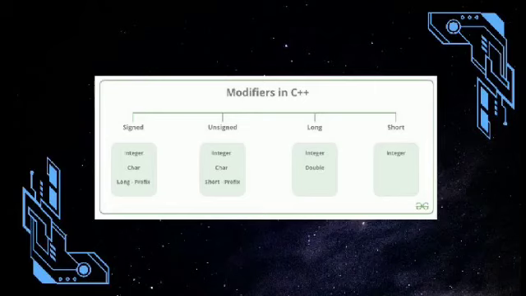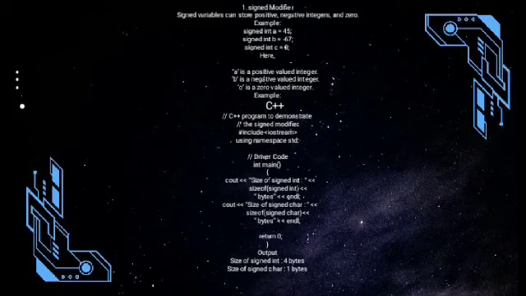Common modifiers in C++ are signed, unsigned, long, and short. So these are the functions of four common modifiers in C++. In signed, we have int, char, and long prefix. And in unsigned, we have int, char, and short prefix. And in long, we have int and double. And in short, we have int.